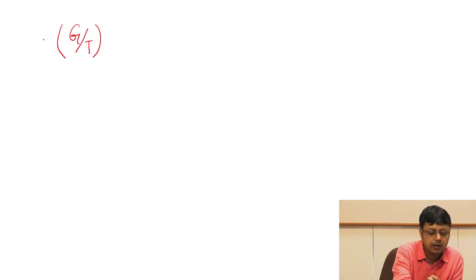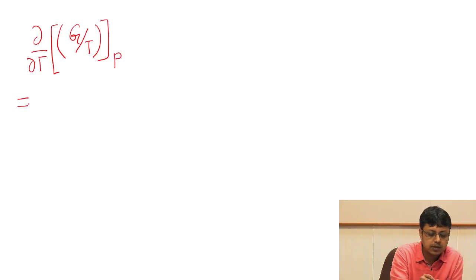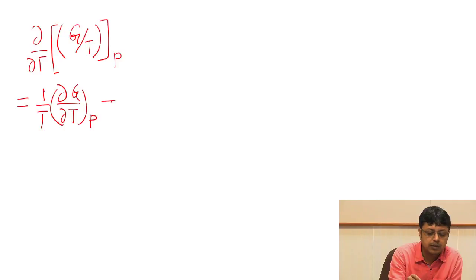For that, we can calculate the partial derivative of G by T with respect to temperature, keeping the pressure constant. Let us use the chain rule of differentiation. The first term will be 1 over T times del G del T at constant P, and the second term will be the differential of 1 over T, so that will be minus G over T square.